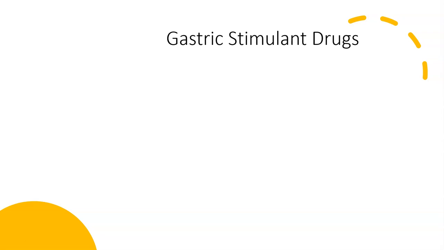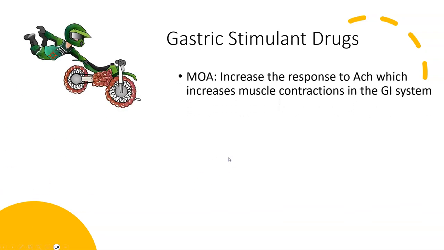Now, we use gastric stimulant drugs to treat GERD as well as ulcers by decreasing the time that the food, and with the food, the acid, in the stomach are in contact in the stomach. So they speed up gastric emptying. So they increase the response to acetylcholine, a neurotransmitter, which will increase muscle contractions in the GI system and move things out. It speeds up that gastric emptying. This is why they are also known as prokinetic agents.